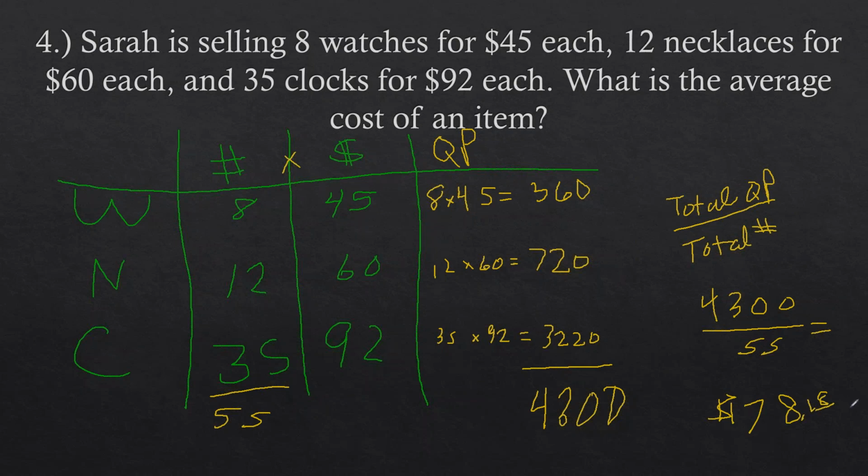And if you look at it, you might say, well, that seems not right when the watches and the necklaces are both less than that. But you have so many darn clocks that are $92 each, they really took up the average cost of an item. So if Sarah wanted to lessen her average cost of an item, she needs to start selling pinky rings for $10, and that would drastically move down her average.